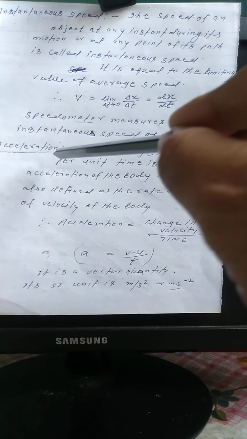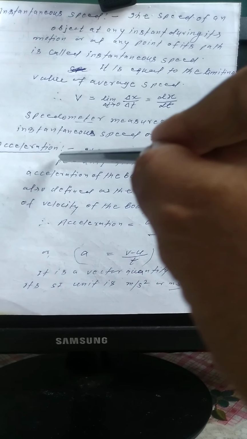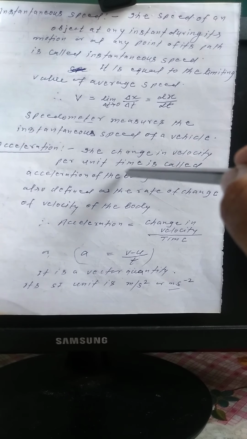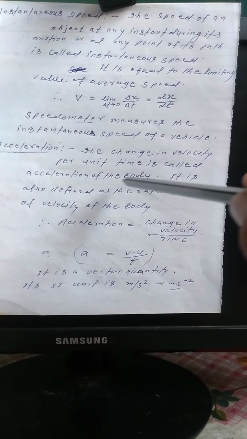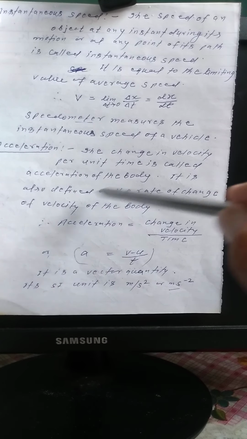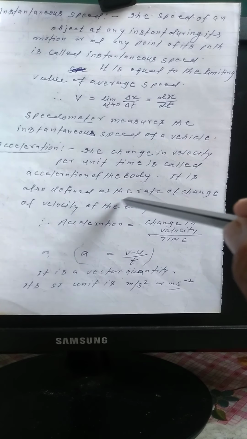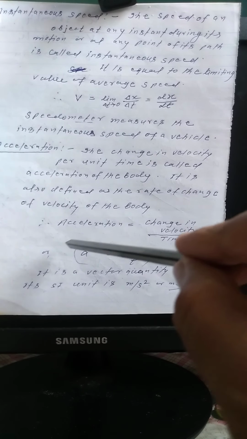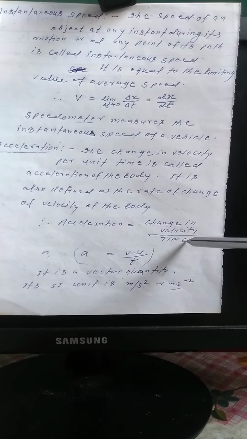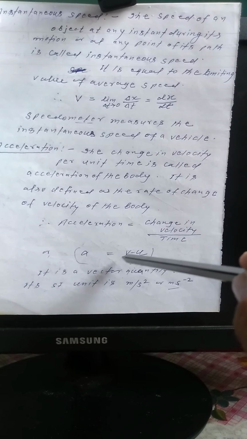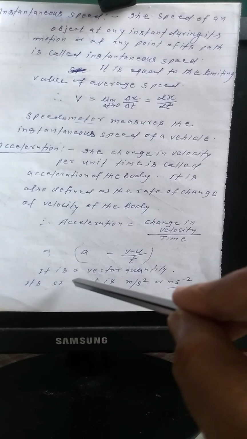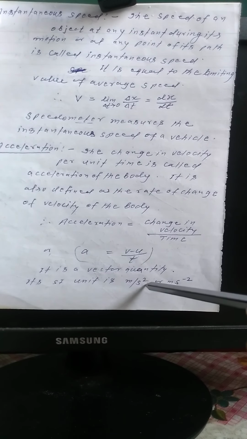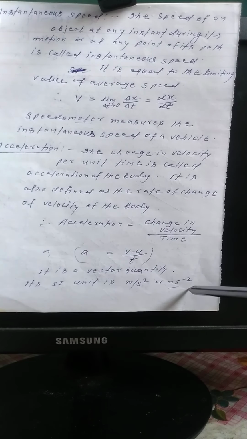Again, I am going to discuss acceleration. The change in velocity per unit time is called the acceleration of the body. It is also defined as the rate of change of velocity of the body. Therefore, acceleration is equal to change in velocity by time, or a is equal to v minus u by t. It is a vector quantity, and its SI unit is meter per second square, or m s to the power minus 2.